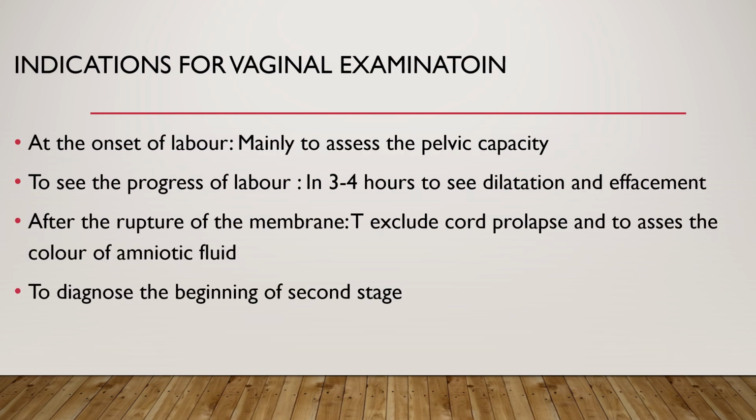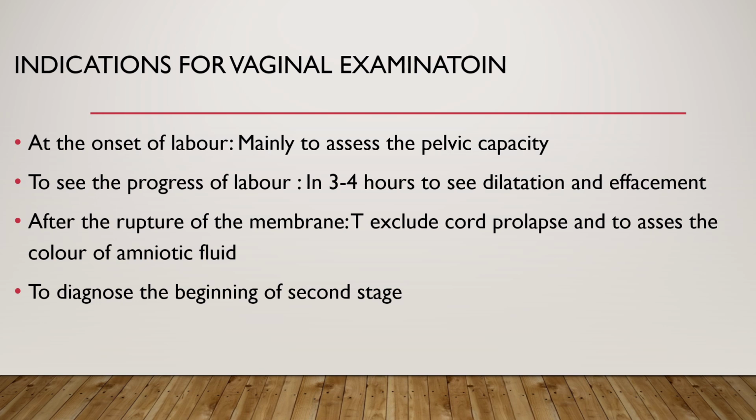Now we are going to see the indications of vaginal examination during the process of labor. First, we should do it at the time of onset of labor. At the time of onset of labor, mainly we are doing it to assess the capacity of the pelvis. So diameters of the pelvis we can assess during this time. And next is in order to assess the progress of the labor. That is for assessing the dilatation of the cervix, effacement of the cervix, descent of the baby, how much the baby has come down. All those things we are assessing for assessing the progress of the labor.